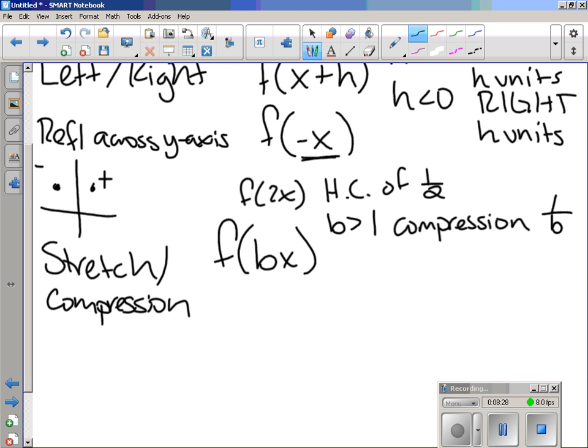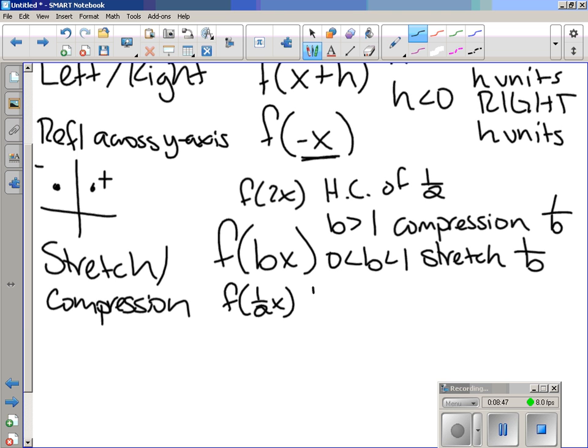And then if my value is between 0 and 1, that's actually a stretch. And it's still a stretch of 1 over b. Because if I do a stretch, let's say I put 1/2 here, I would say this is a horizontal stretch of 2, not 1/2. Because if we use the word stretch, we want this number to be bigger than 1.